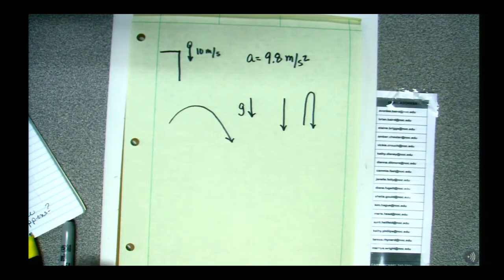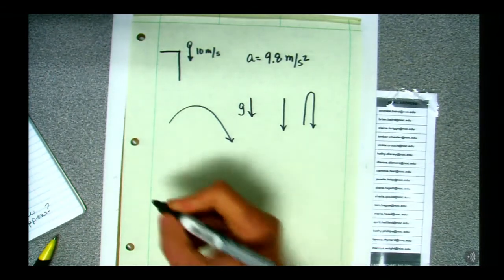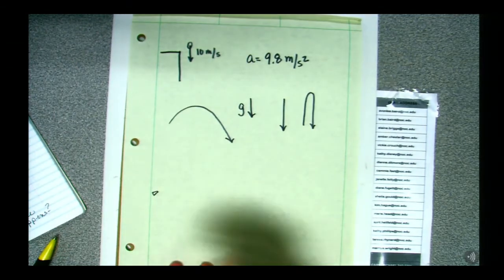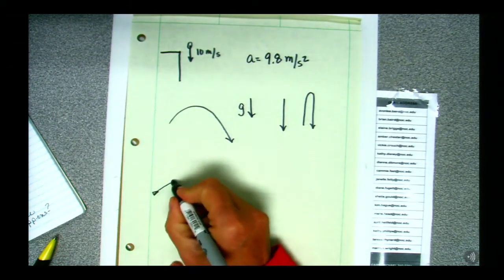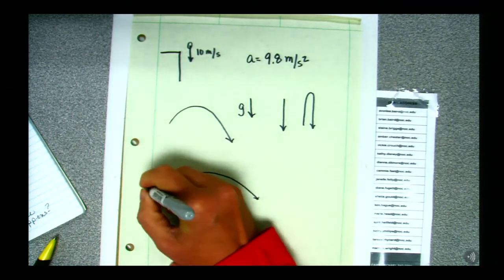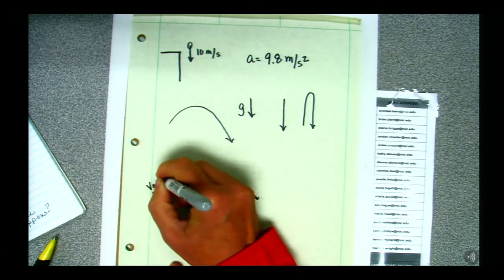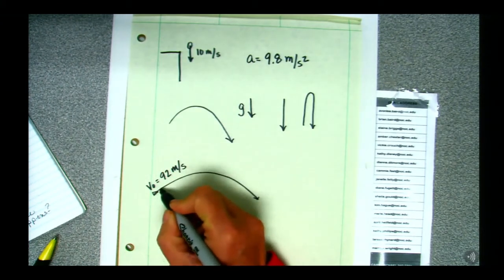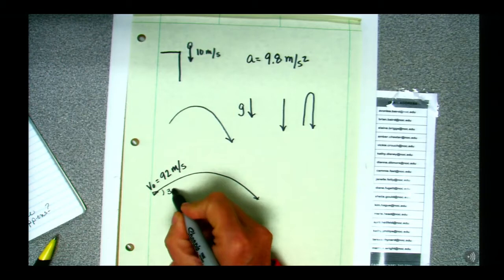0.92 meters per second. All right. So we're given that we've got a bullet, and I'm going to draw my little Dr. Seussian bullet here. And we're told that the bullet's going to go off with an initial velocity of 92 meters per second. And we're told that this angle is 30 degrees.